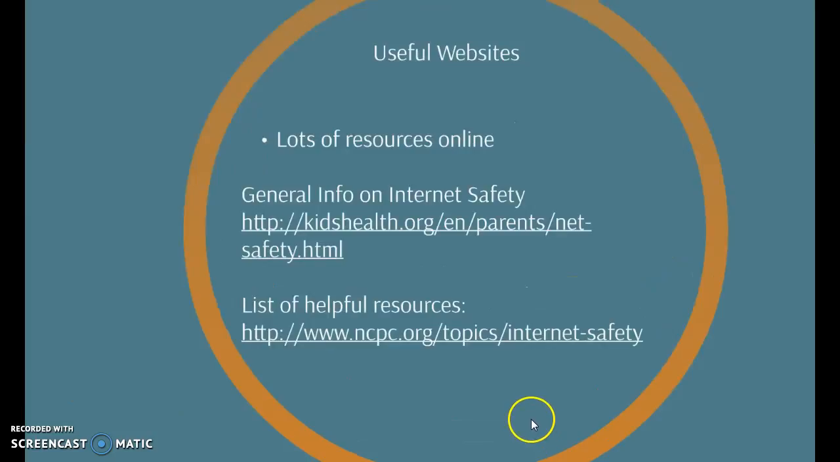And the other good news is there are tons of websites. So if you are more interested in finding out how to prevent predators or how to prevent cyberbullying, there are lots and lots of resources online. I suggest that you click one of these two. They provide a lot of information on what you should do in certain situations with your family, and I highly recommend these two.